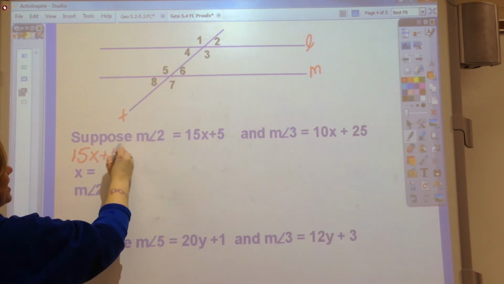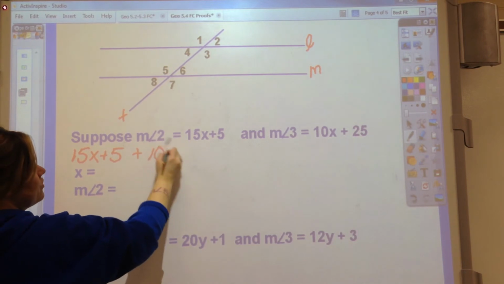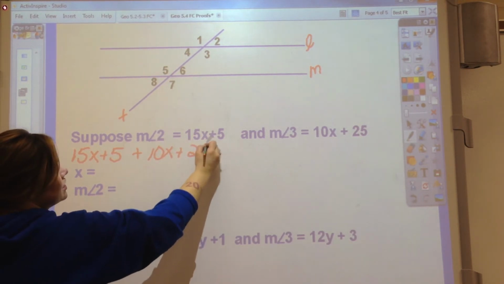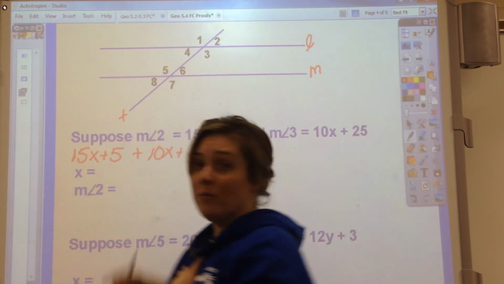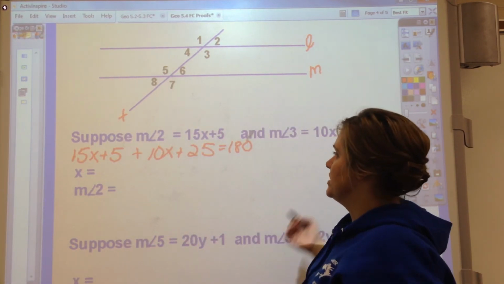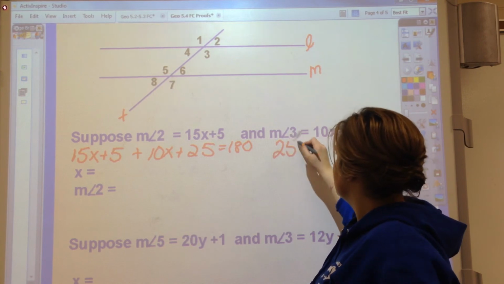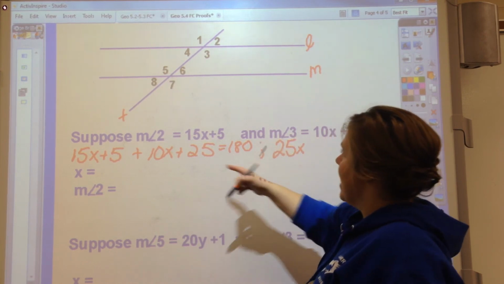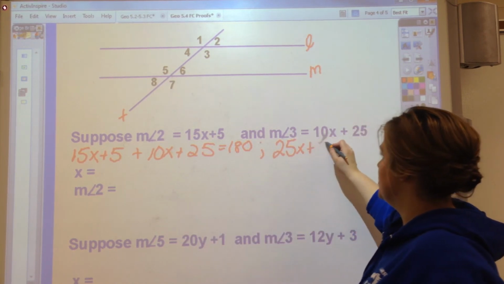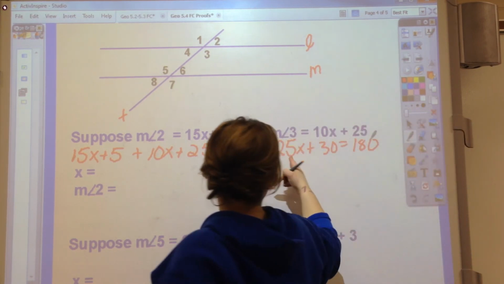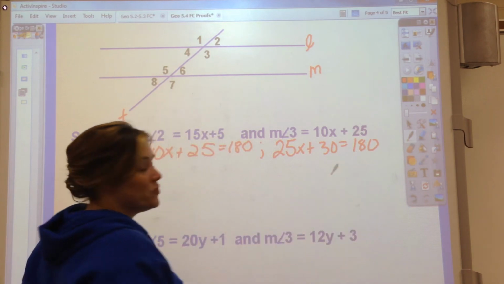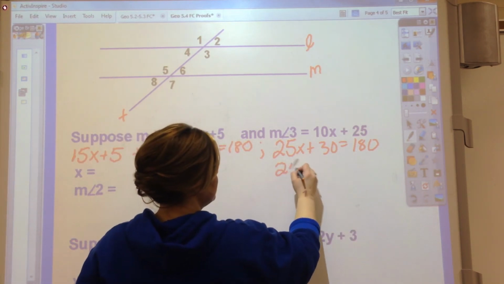So to find x and then measure of angle 2, I am going to add the measure of angle 2 and the measure of angle 3 and set it equal to 180. Then I can add these pieces, combine like terms. 15x plus 10x gives me 25x. And 5 plus 25 gives me 30. I am almost solved for x. Now I can subtract 30 on both sides and get 150.